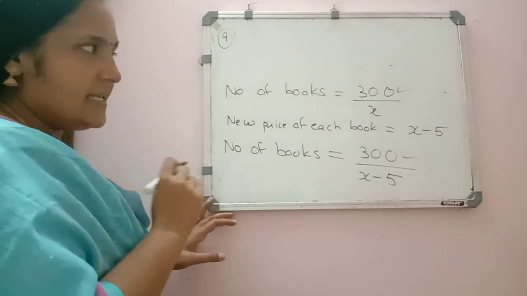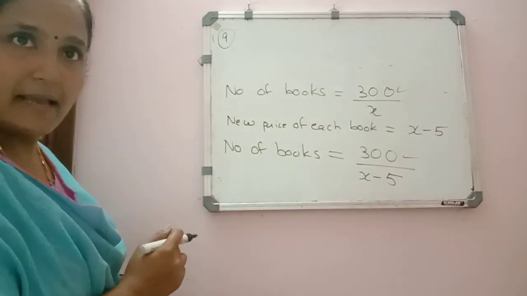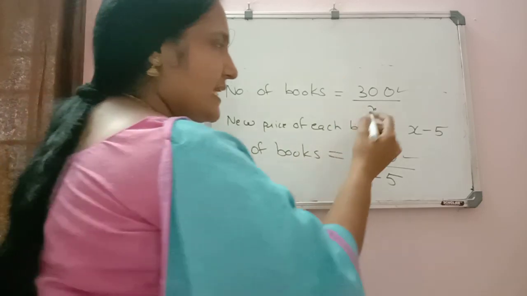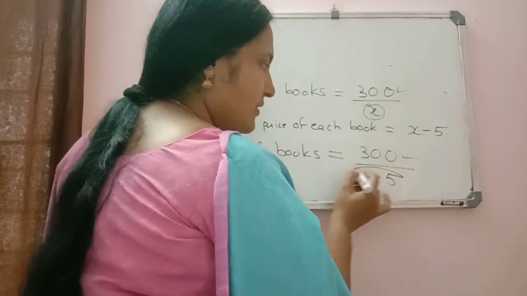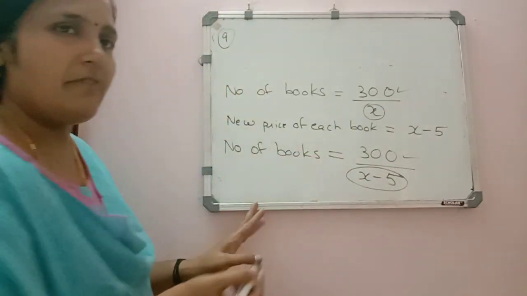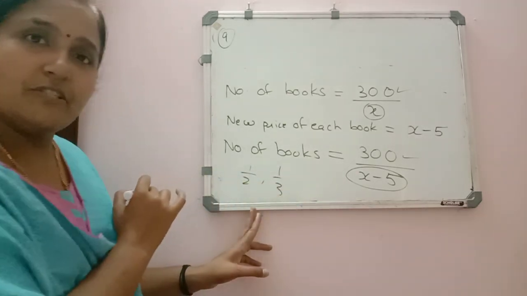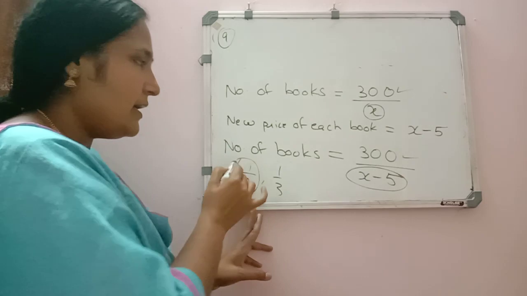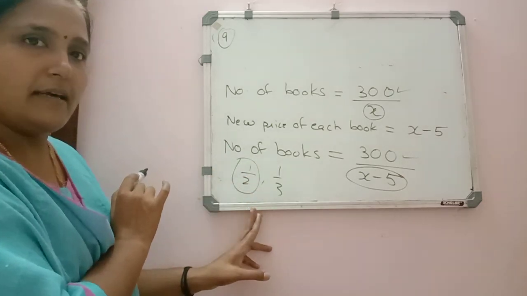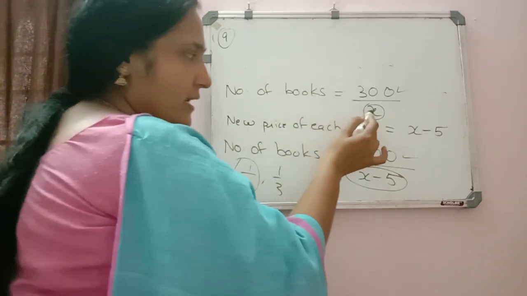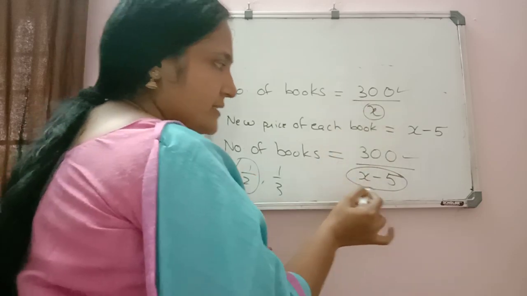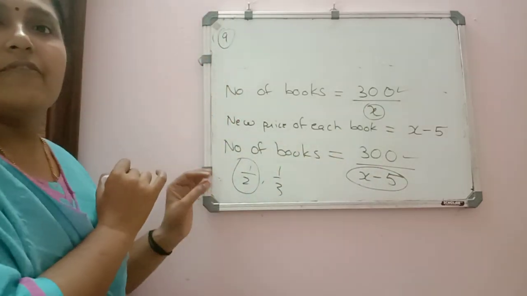So normally, if the numerator is the same, the number written at the bottom in the denominator, the smaller one will be greater. Like 1 by 2 and 1 by 3. Which one will be greater? 1 by 2. So the smaller denominator will be greater. If you check here, the smaller denominator is x minus 5 there.